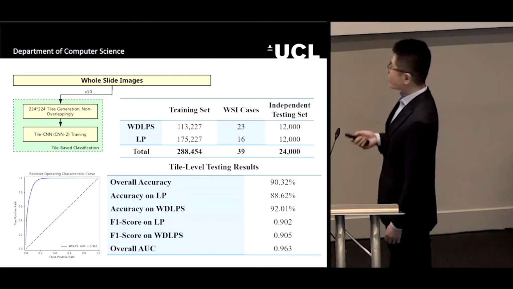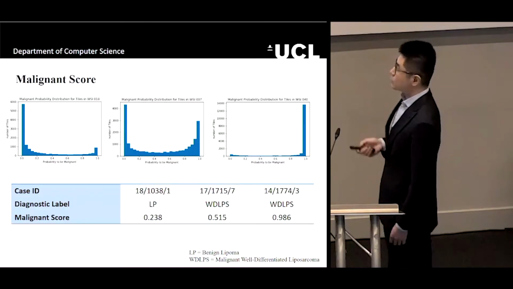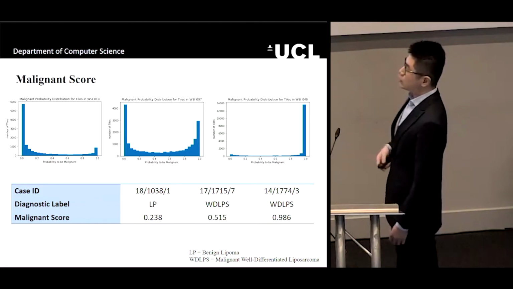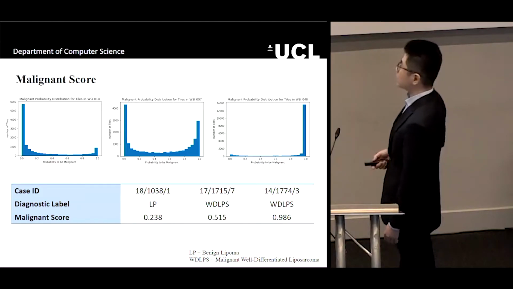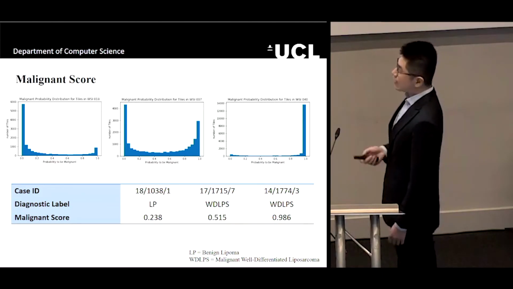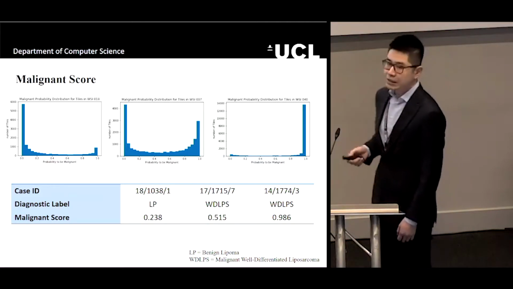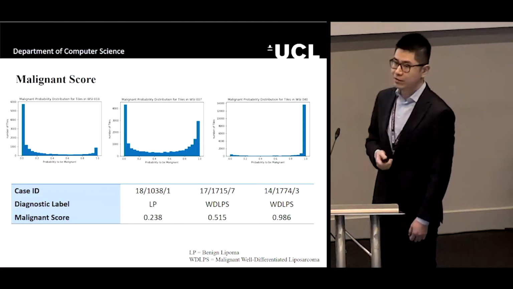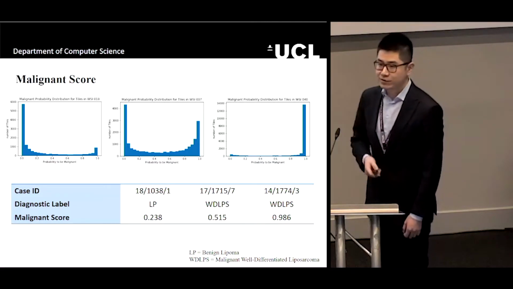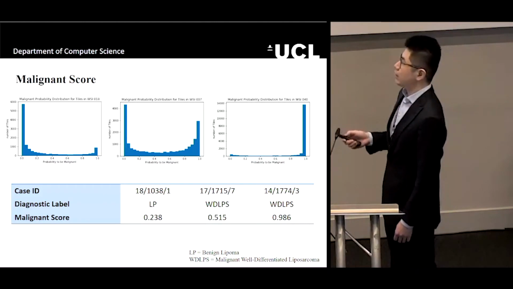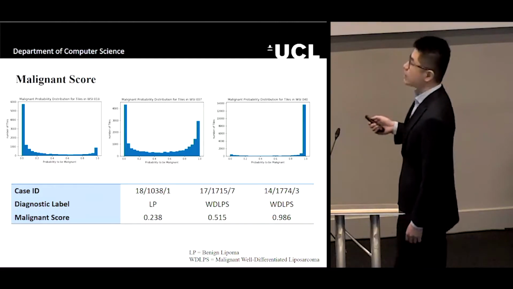Pathologists will usually make the diagnosis or prognosis on a whole slide image level. In order to do the whole slide image level testing, I developed a metric called the malignant score. The malignant score for every tile means the probability of this tile being malignant. Here I plot the distribution of the malignant score for all the tiles in every whole slide image. And here are 3 examples.